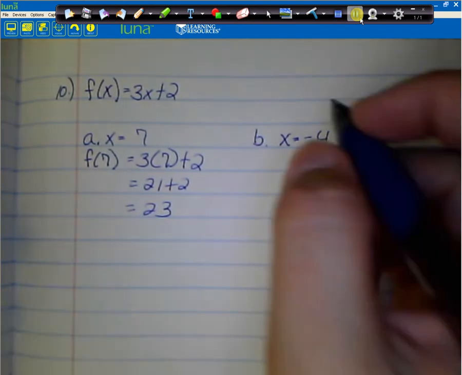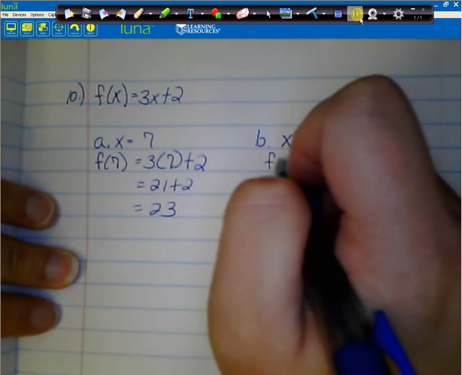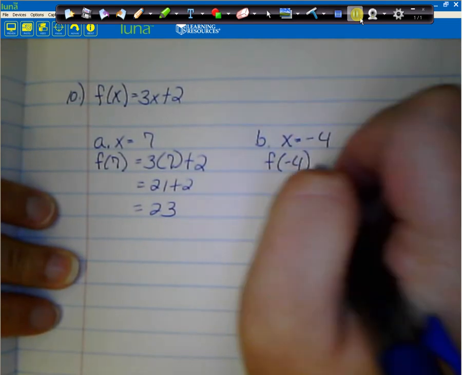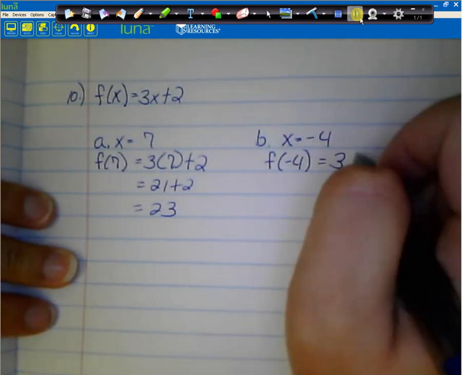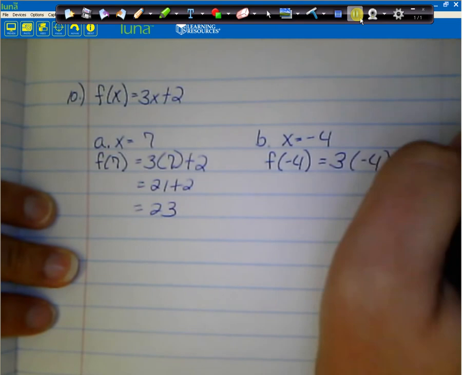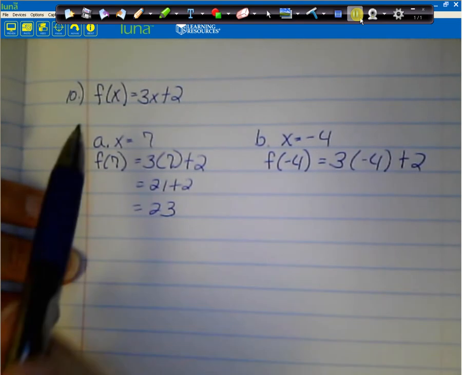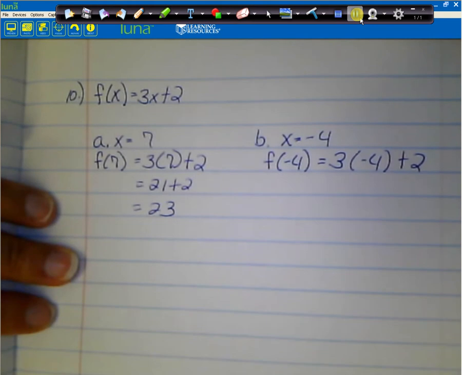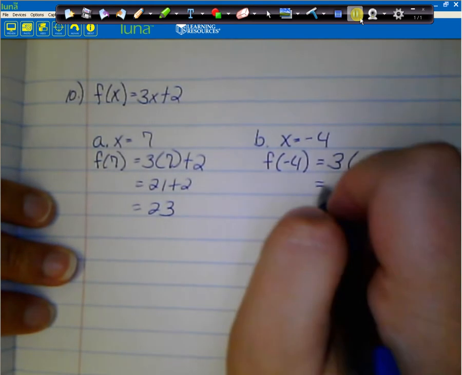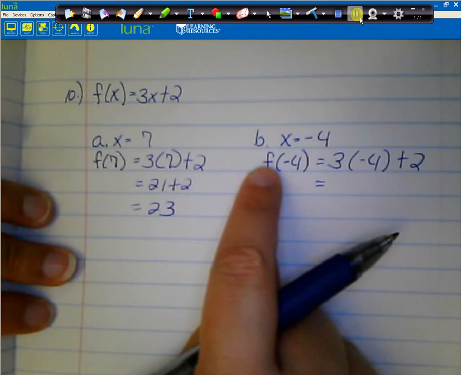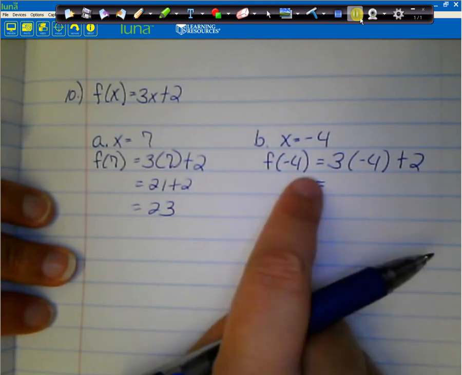Then we're going to do the same thing for negative 4. We're going to say f of negative 4 equals 3 times negative 4 plus 2. So up here, everywhere I saw x, I plugged in a negative 4. And again, this part over here is just the name. It's saying function f evaluated at negative 4 equals.